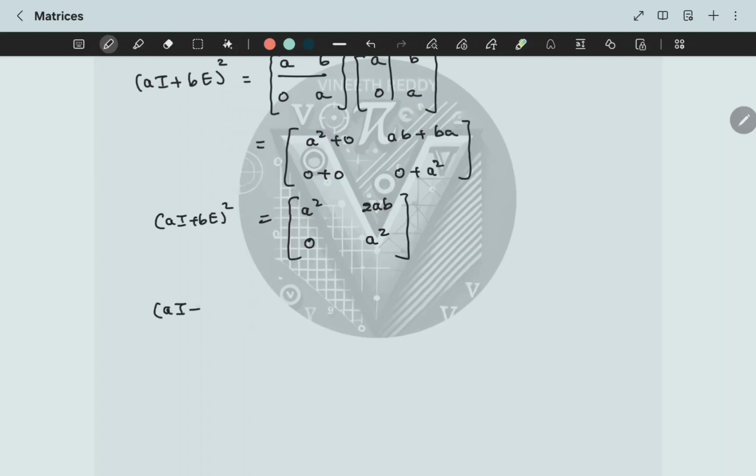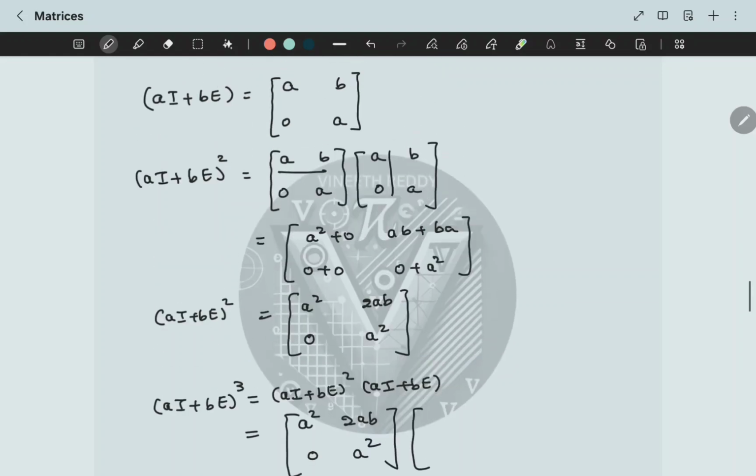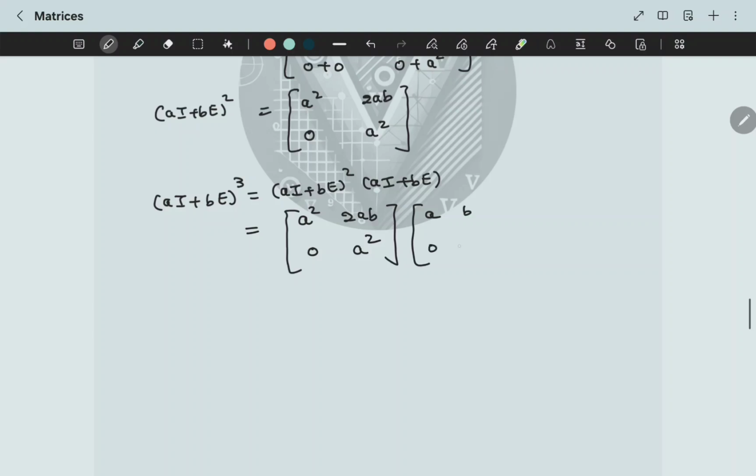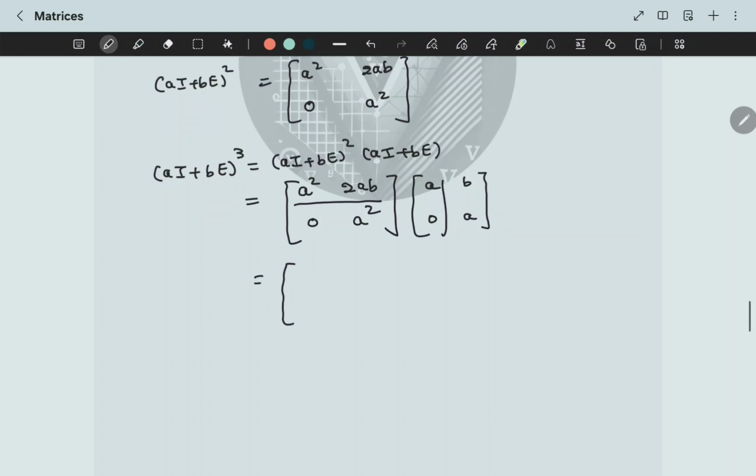నెక్స్ట్ మనకు కావాల్సింది (AI + BE) హోల్ క్యూబ్. అంటే ఇది (AI + BE) హోల్ స్క్వేర్ ఇంటూ (AI + BE). Hope you understood this. That means మనం ఇది మల్టిప్లై చేయాలి. A², 2AB, 0, A² మల్టిప్లైడ్ విత్ AI + BE ఎంత వచ్చింది? A B, 0 A. మీకు అర్థమవుతుంది అనుకుంటా కదా. సో ఇప్పుడు ఎలా మల్టిప్లై చేయాలి? ఫస్ట్ రోని ఫస్ట్ కాలమ్తో మల్టిప్లై చేయాలి. A² × A ఏమవుతుంది? A³ అవుతుంది. 2AB × 0 ఏమవుతుంది? 0.